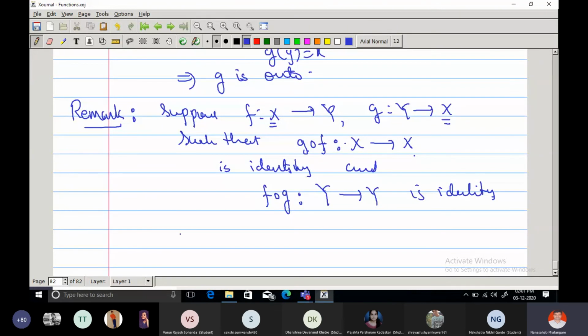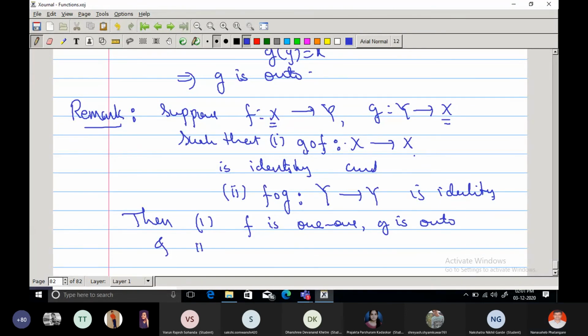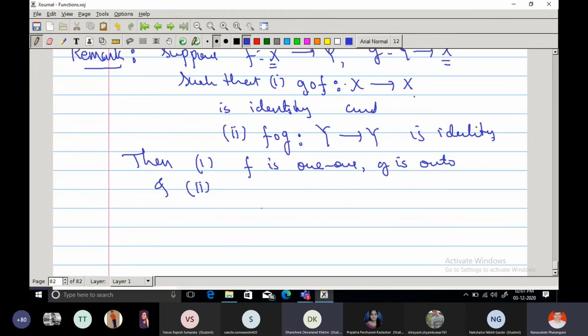Then what happens? So g composite f is identity, therefore by the previous theorem, f is one-one and g is onto. And f composite g is identity, therefore again by the previous theorem, g is one-one and f is onto. Right? g is one-one and f is onto.